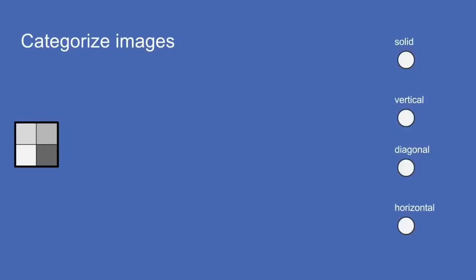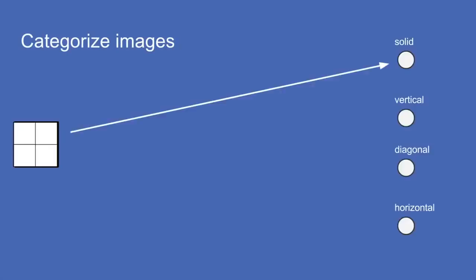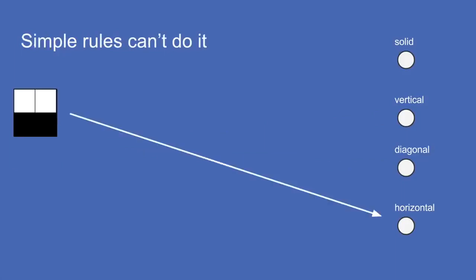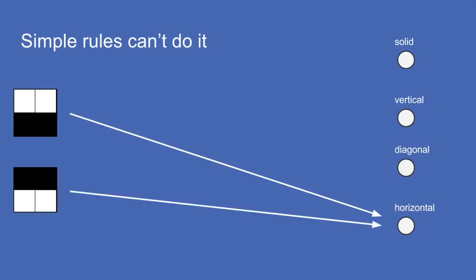And you wanted to go around and take pictures of things and automatically determine whether these pictures were of a solid all white or all dark image, a vertical line, a diagonal line, or a horizontal line. This is tricky because you can't do this with simple rules about the brightness of the pixels. Both of these are horizontal lines, but if you tried to make a rule about which pixel was bright and which was dark, you wouldn't be able to do it.